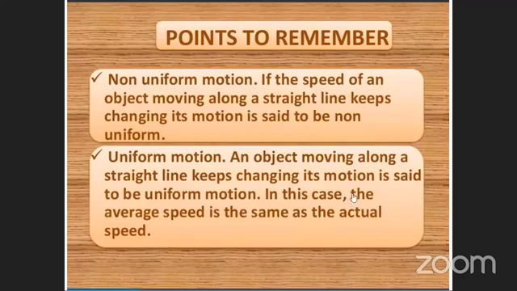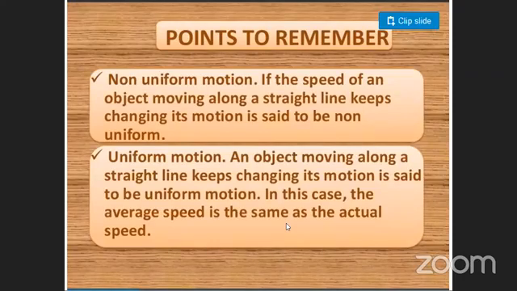Next we'll see uniform motion. An object moving along a straight line without changing its direction is said to be in uniform motion. In this case, the average speed is the same as the actual speed. In non-uniform motion, sometimes the object is going a bit to the left side, sometimes a bit to the right side, yes or not? That we can call non-uniform motion.